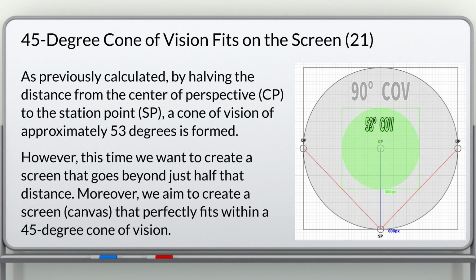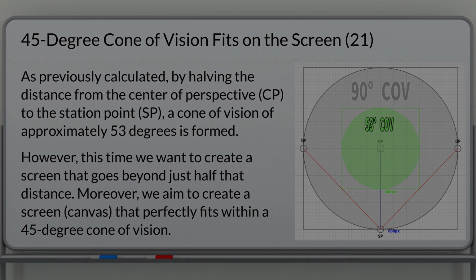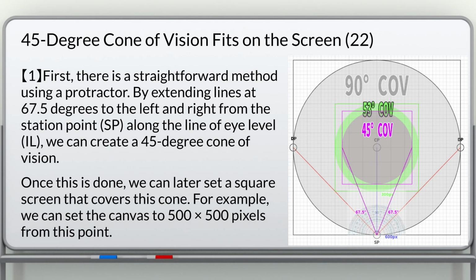However, this time we want to create a screen that goes beyond just half that distance. Moreover, we aim to create a screen that perfectly fits within a 45-degree cone of vision. First, there is a straightforward method using a protractor. By extending lines at 67.5 degrees to the left and right from the station point along the line of eye level, we can create a 45-degree cone of vision. Once this is done, we can later set a square screen that covers this cone. For example, we can set the canvas to 500 x 500 pixels from this point.